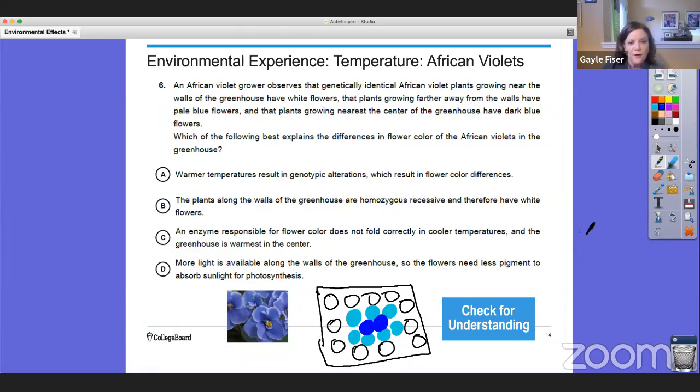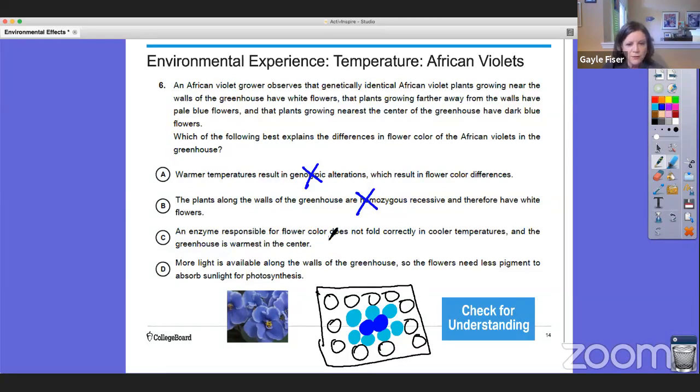All right, which of the following best explains the differences in flower color of the African violets in the greenhouse? So, warmer temperatures result in genotypic alterations, which result in flower color differences. I'm not going to choose this one because temperature doesn't make the genotype change right there on the spot. The plants along the walls of the greenhouse are homozygous recessive and therefore have white flowers. Well, if we had a recessive, then we have a dominant, and we have more than one, so I'm not going to choose that, and there was no mention of planting them in any particular way.